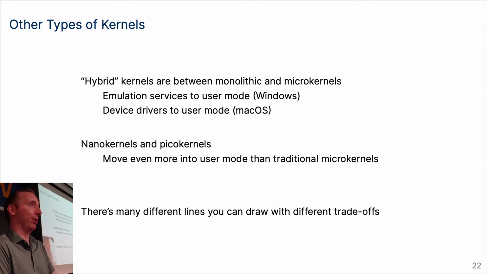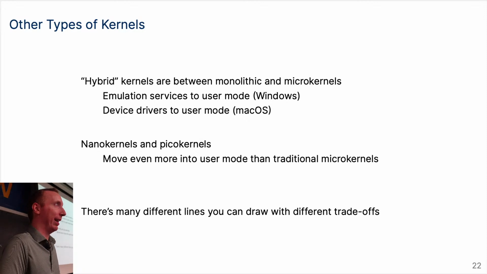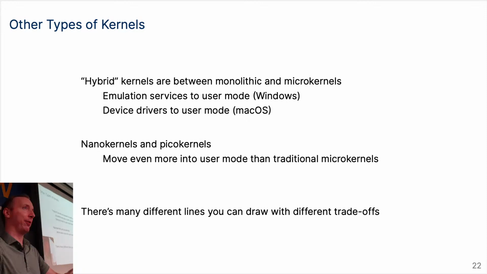If you get into research, one of the directions you could go is that microkernels are even too big. You can come up with something called a nanokernel or a picokernel that tries to push the boundaries and have even less stuff running in kernel space.